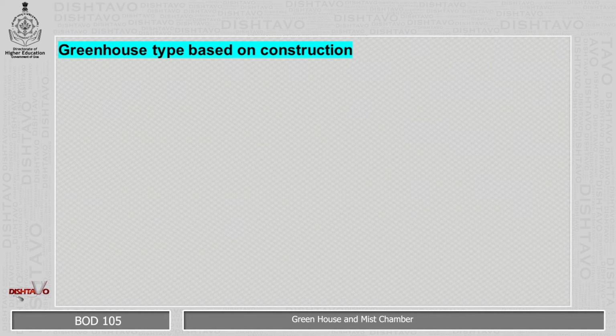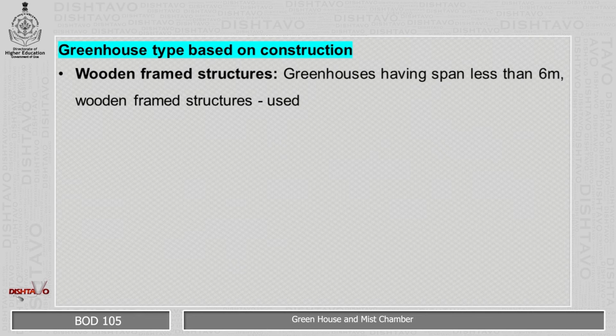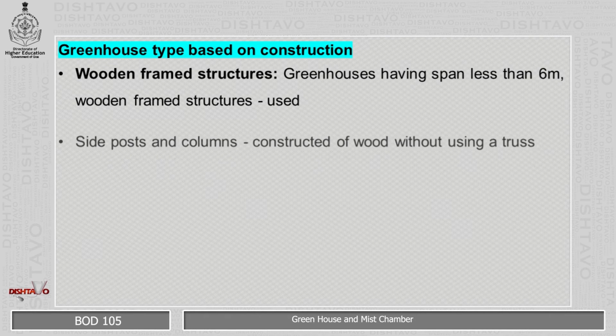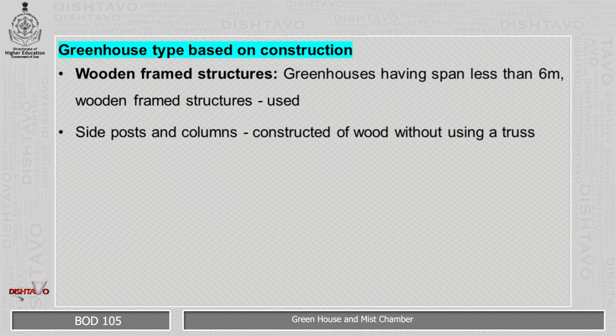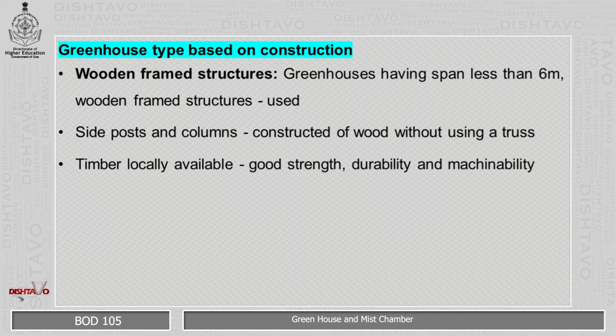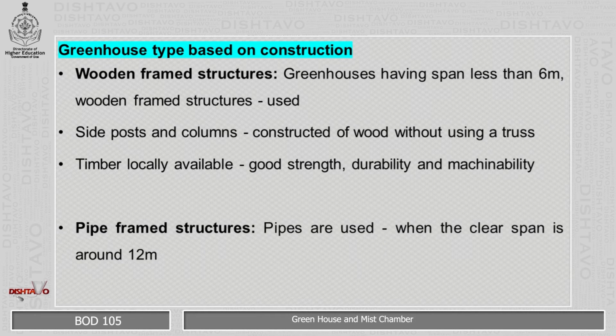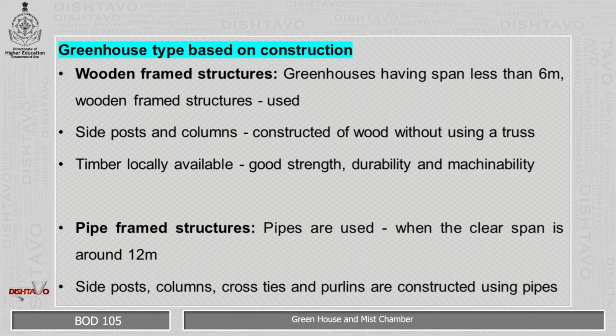Next type is based on construction, wooden frame structure greenhouse. For greenhouses having span less than 6 meter, wooden frame structures are used. Here, side posts and columns are constructed of wood without using a truss. Timber which is locally available, which has good strength, durability and machinability can also be used. Pipe frame structure. Here pipes are used when the clear span is around 12 meter. Side posts, columns, cross ties and purlins are constructed using pipes.